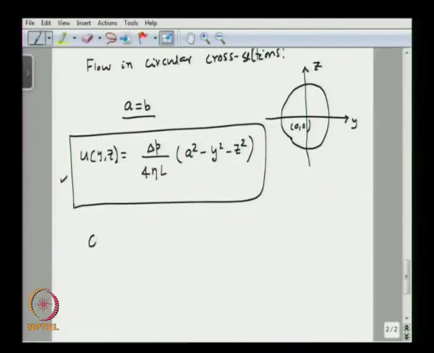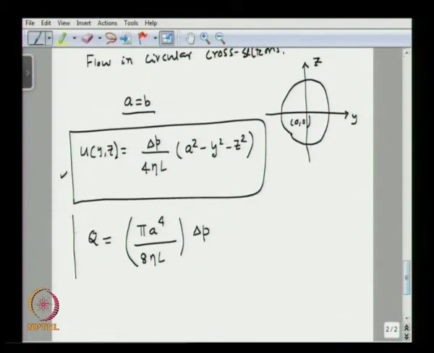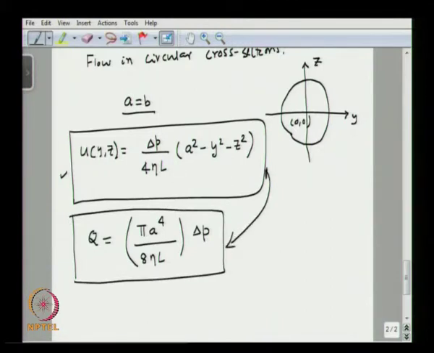Okay. So from here you can also find the flow rate. Flow rate Q will be equal to pi A to the fourth divided by 8 eta L into delta P. So if you substitute A equal to B in this equation, this is what you would get. Okay. Now these two expressions can also be obtained, this can be derived from first principle.